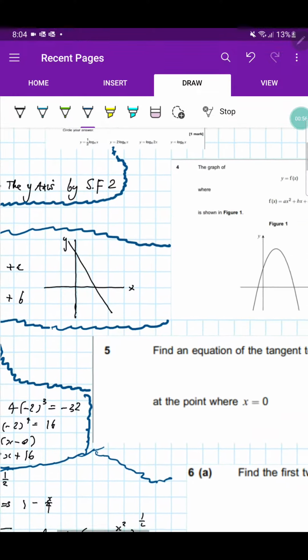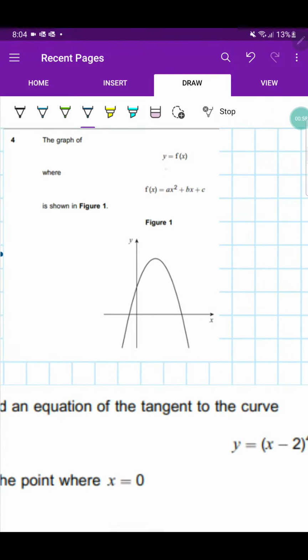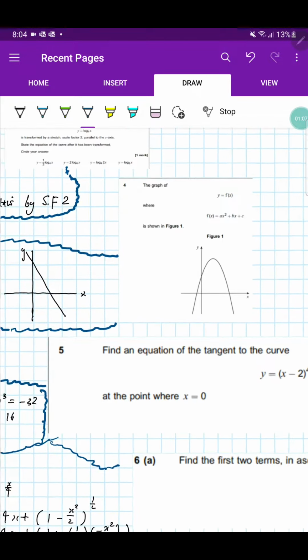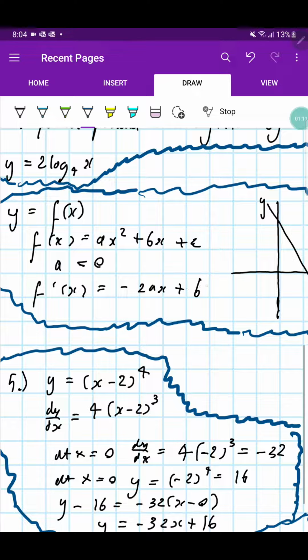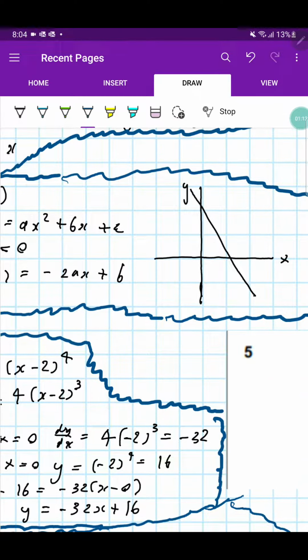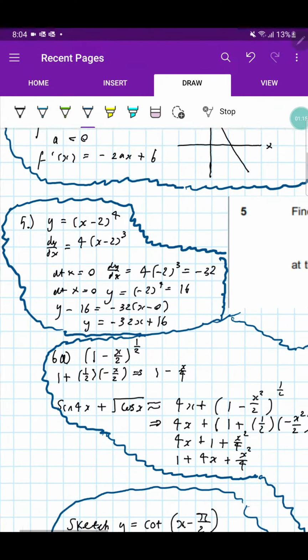Now question 4, we're given this quadratic y equals ax squared plus bx plus c, where a is less than 0 because it's a negative quadratic. So if we find the gradient, we will get minus 2ax plus b. So the graph would look like this, or the linear graph.